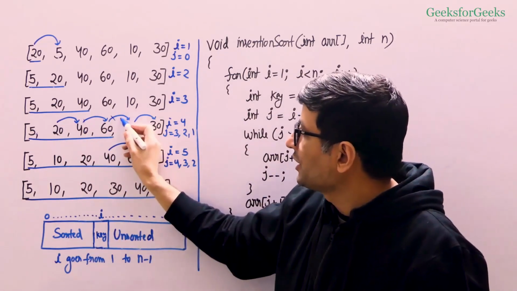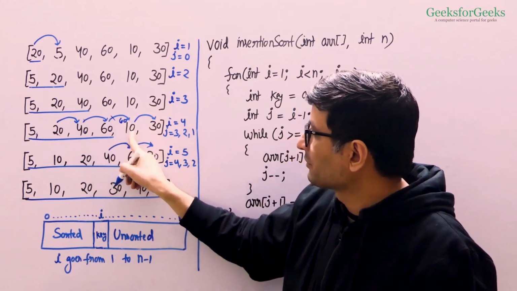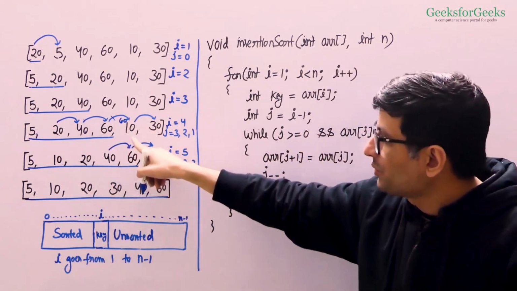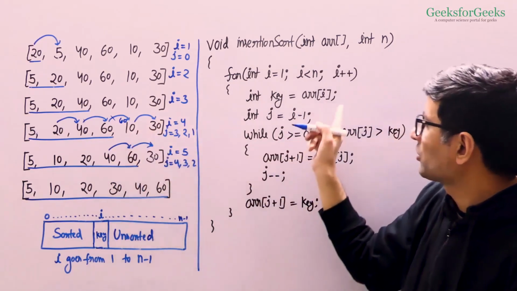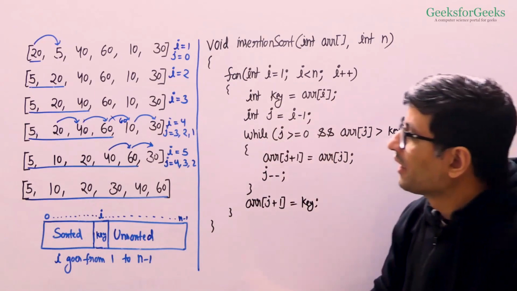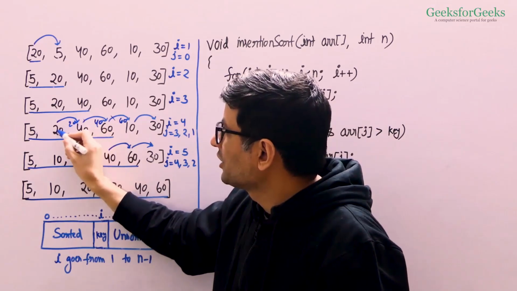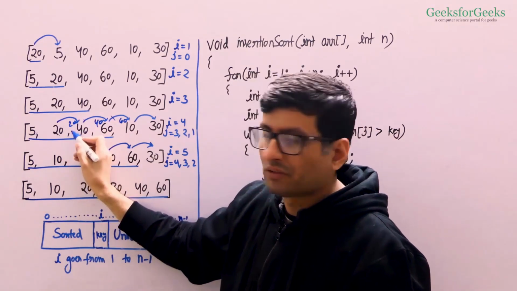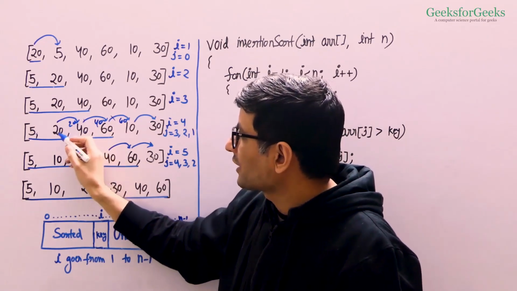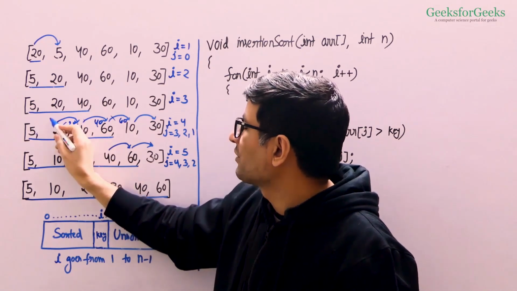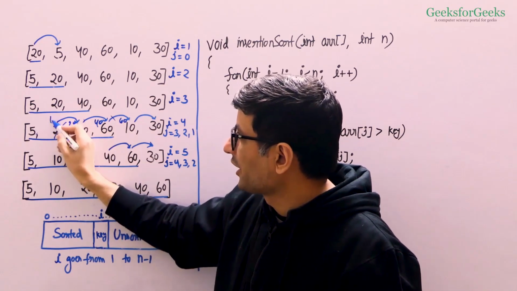So we move 60 here, this element now becomes 60, right? And since we are going to overwrite it, that's why we have stored it in the variable key. Now we move 40 here, now we move 20 here. So these two elements both have 20 now. And after this iteration is over, at this location, we are going to write 10, right?